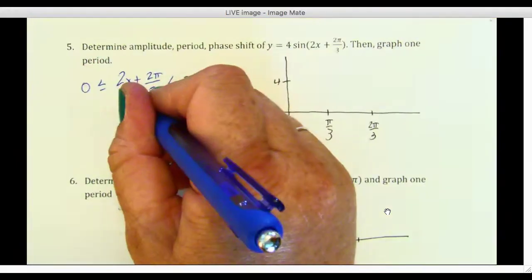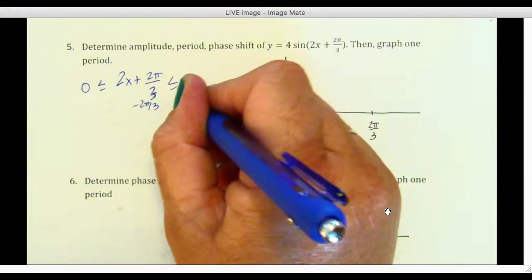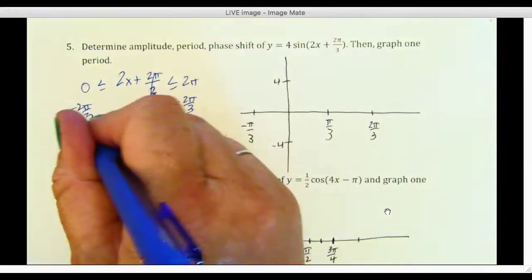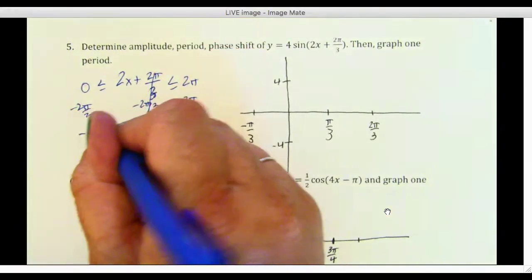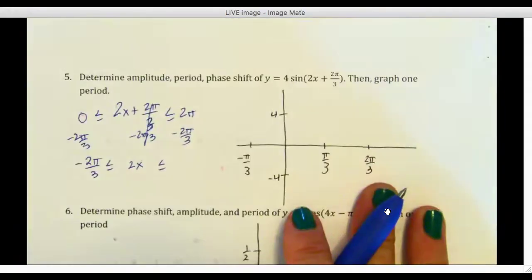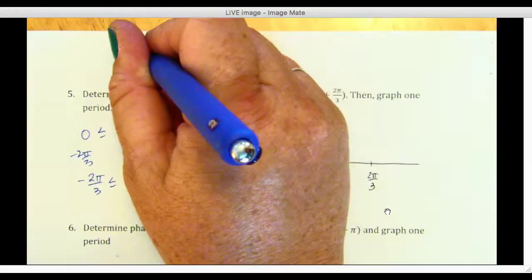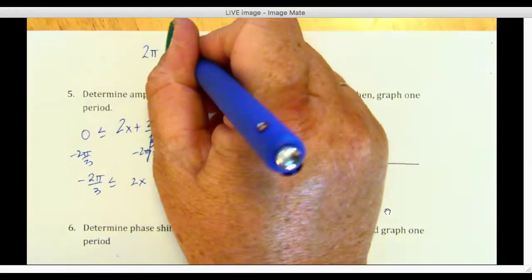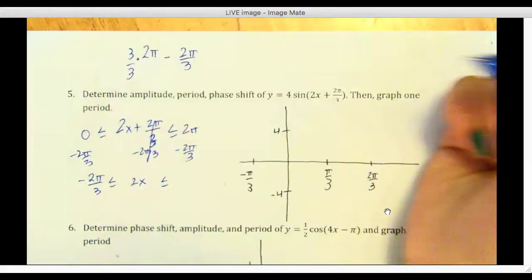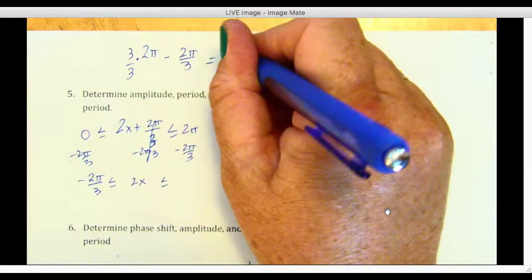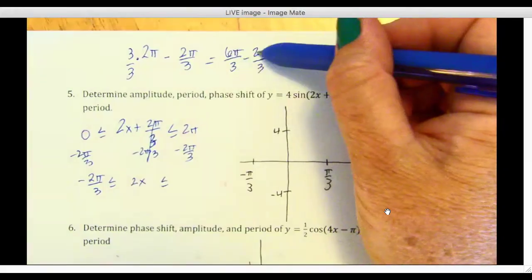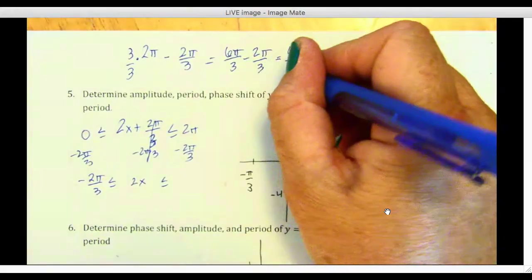First, I'm going to subtract 2 pi over 3, and that cancels out. So I have negative 2 pi over 3 less than or equal to 2x less than or equal to 2 pi minus 2 pi over 3. Let's kind of do this off to the side for a second. 2 pi minus 2 pi over 3. In order to subtract, I need a common denominator, so I'm going to multiply by 3 over 3. So that becomes 6 pi over 3 minus 2 pi over 3. And 6 pi minus 2 pi would be 4 pi over 3.